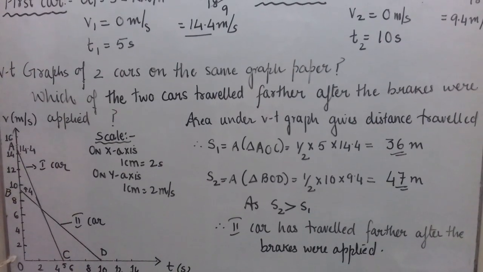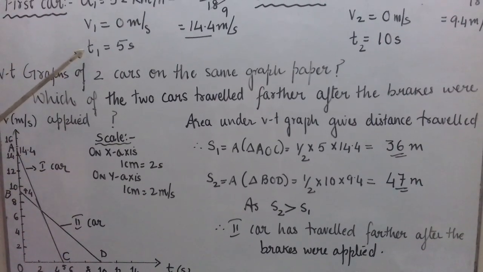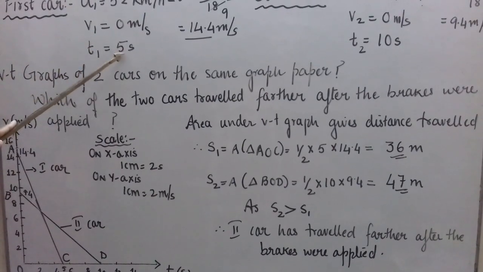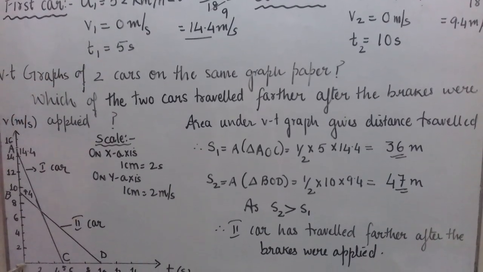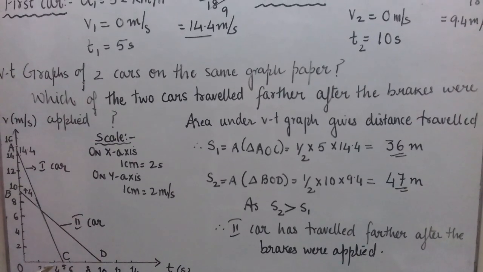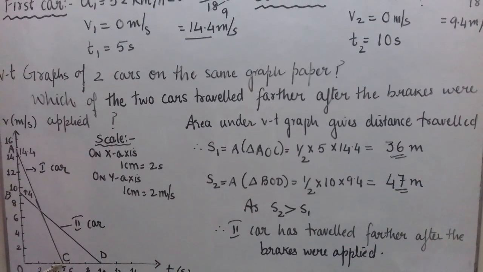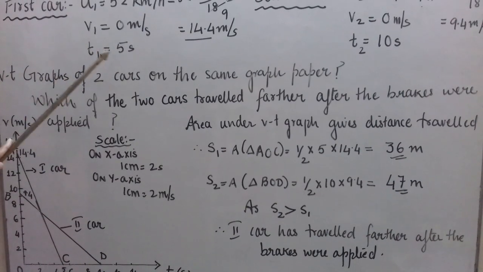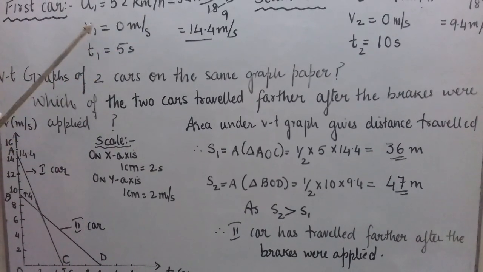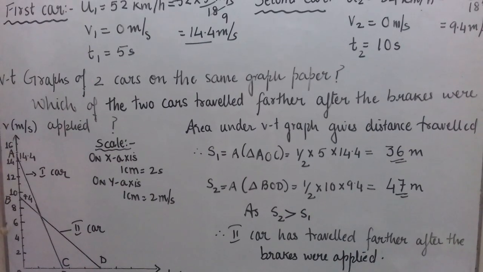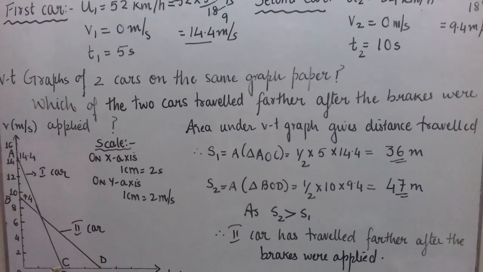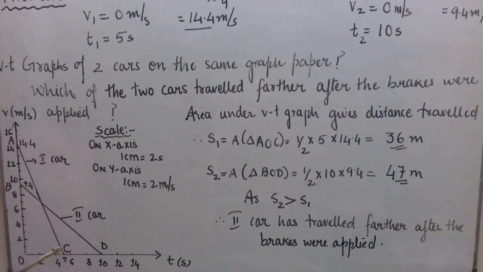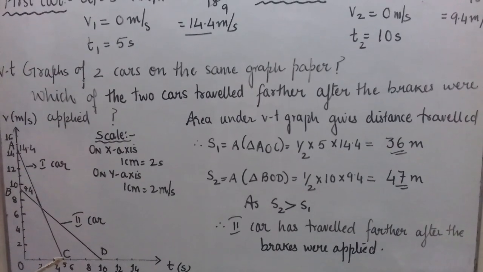Now, how will we get the second point? The coordinates for the second point: when time t1 is 5 seconds, what is the final velocity? 0. So the coordinates are 5, 0. Time is 5, between 4 and 6. This is 5 seconds, and the speed is 0 meter per second. So this is the second point. To draw any straight line graph, we should have at least 2 points.